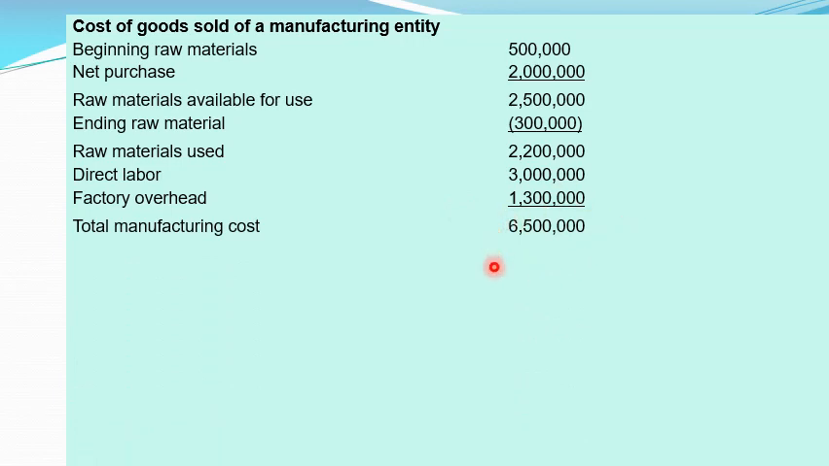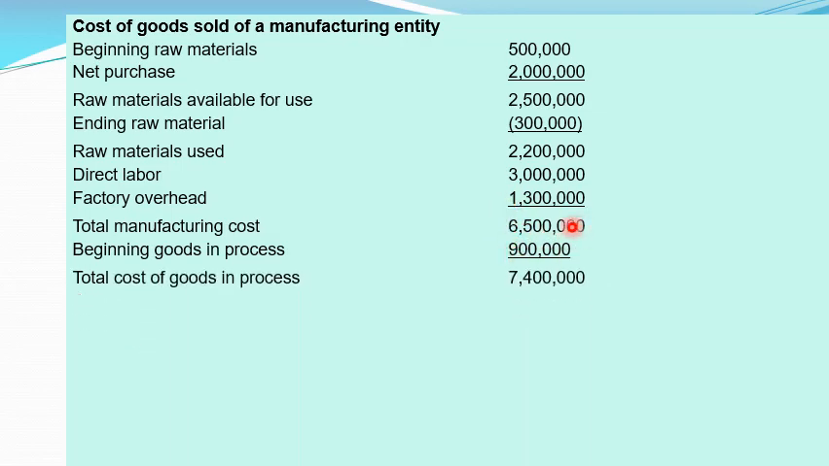Now, pumasok na to sa process, tama. So, let's add the goods in process beginning. Ito, pumasok na to sa process. Ito kasi, yung pumasok na sa process last year, pero hindi pa natapos. So, nasa process pa rin to. Nasa process din to. So, the total cost of goods in process is 7.4 million pesos.